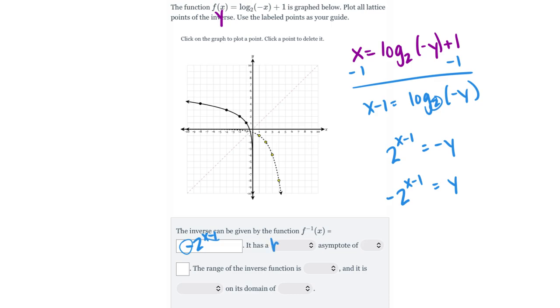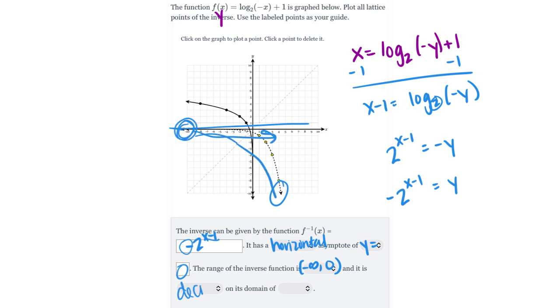Okay, it has a horizontal asymptote because the original asymptote was vertical, so the new asymptote is horizontal. So horizontal lines are y equals a number. In this case, it's 0. The range of the inverse function is low to high, so negative infinity to 0. And if you start on the left side and go toward the right, it's always decreasing. So this is decreasing on its domain, and it keeps going forever to the left and forever to the right. So its domain is negative infinity to infinity.